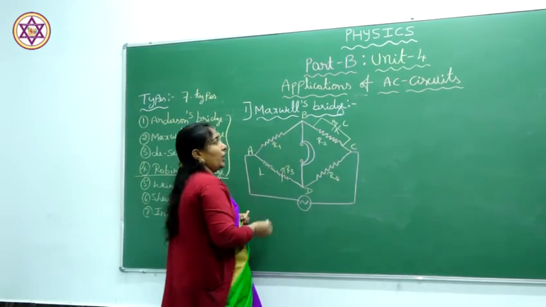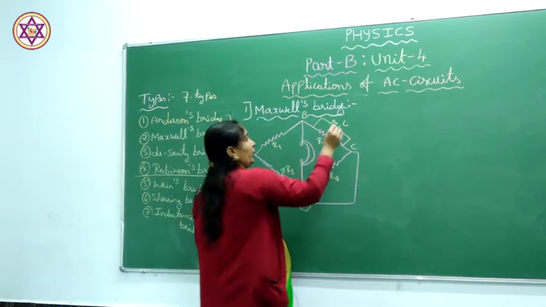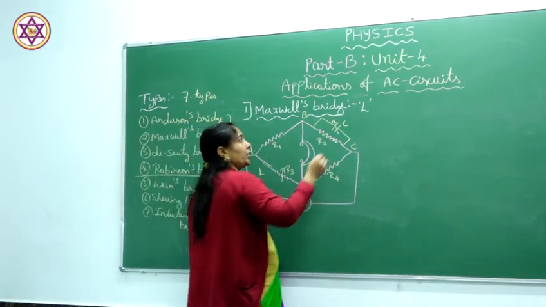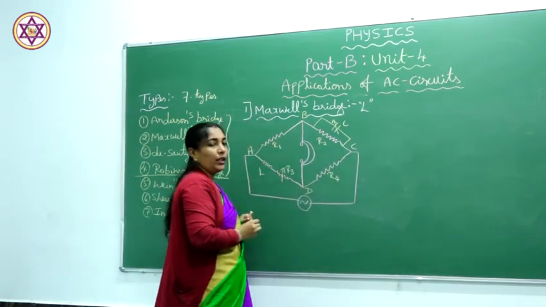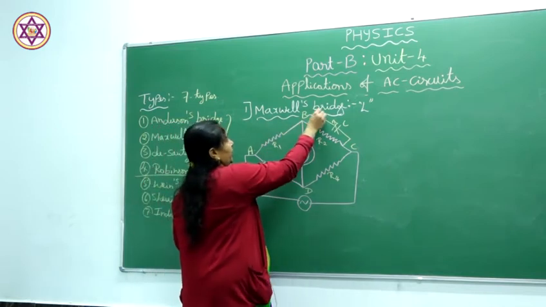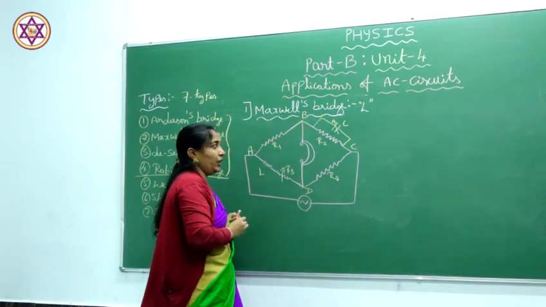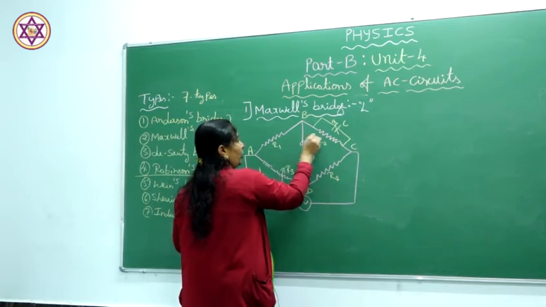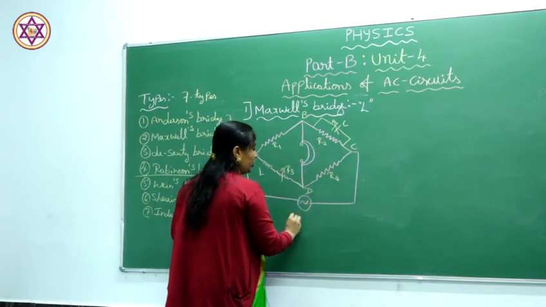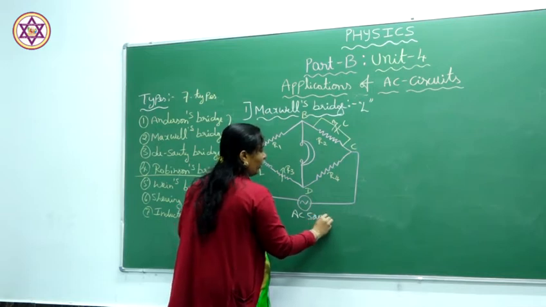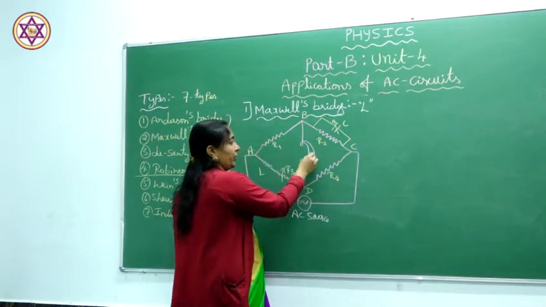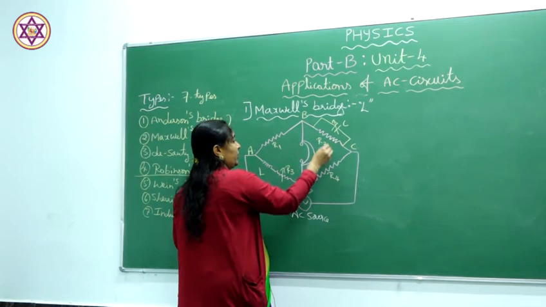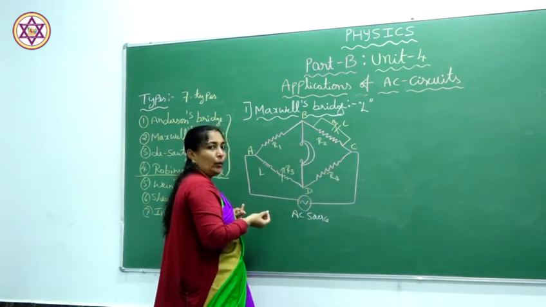Maxwell's bridge is used to determine the value of self-inductance of the coil. The bridge connections of Maxwell's bridge are as shown in this figure. We know that an AC bridge contains 4 impedances, an AC source, and a detector. The detector may be a headphone or galvanometer.